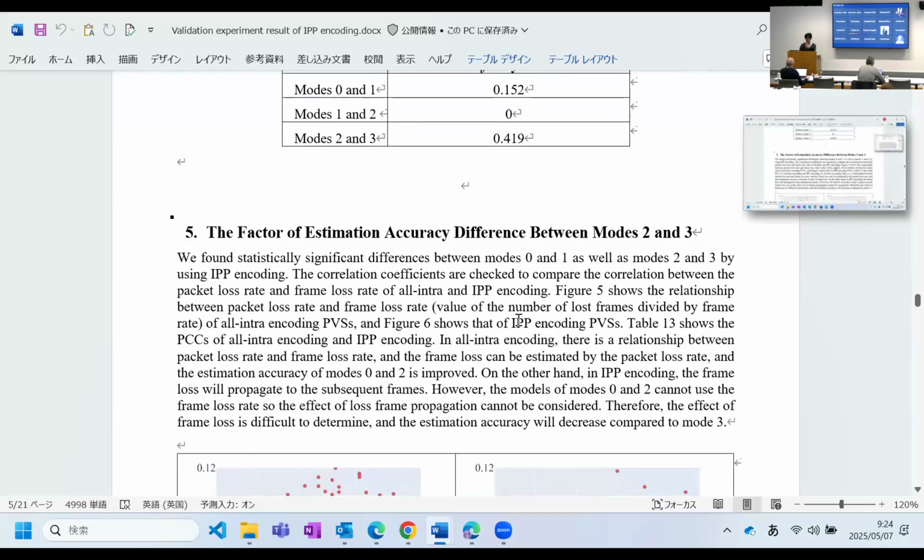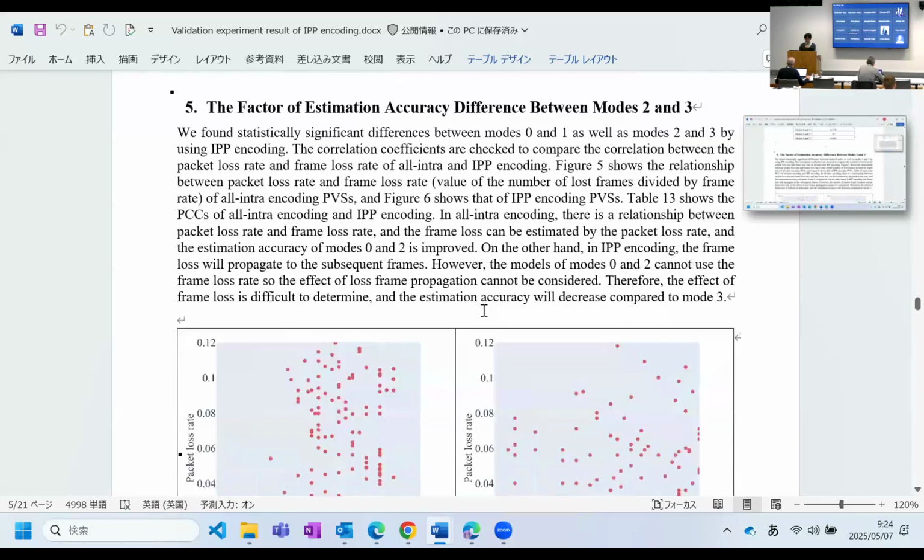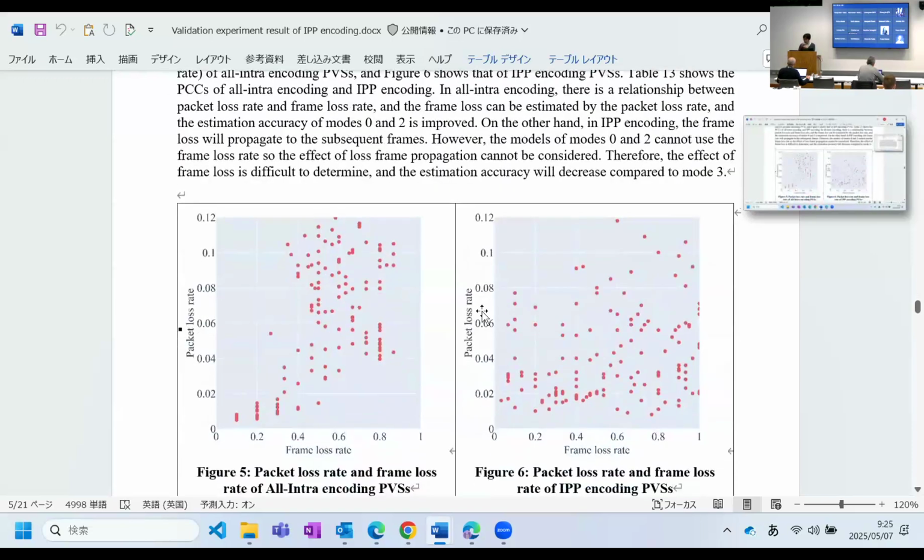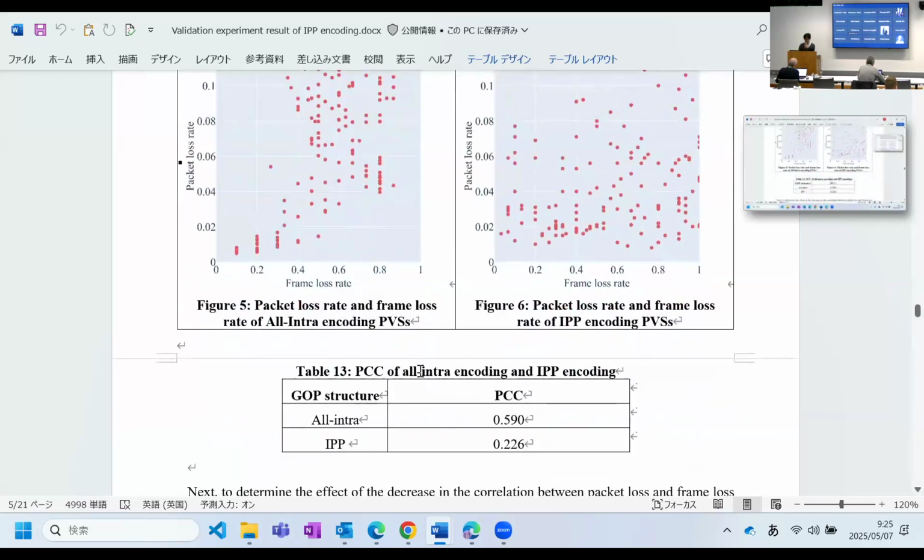To confirm the factor of the differences, the correlation coefficients are checked to compare the packet loss rate and frame loss rate of all intra-encoding and IPP encoding. Figure 5 shows the relationship between the packet loss rate and frame loss rate of all intra-encoding, and figure 6 shows the IPP encoding PVS. Also, the PCC of all intra-encoding and IPP encoding are shown in this table.